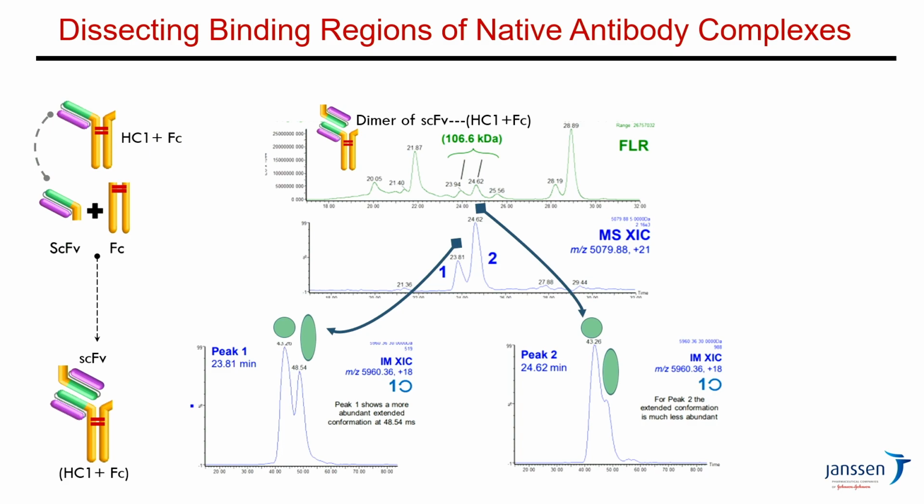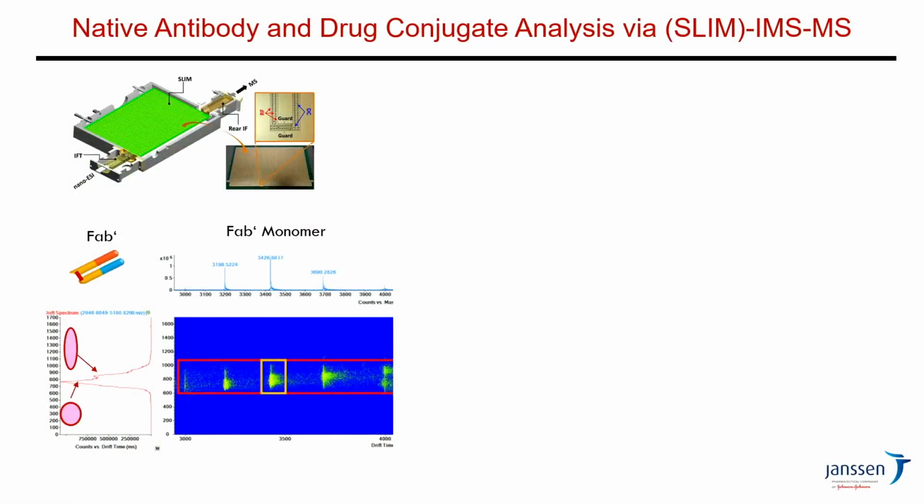So this is the kind of information that you can get when combining native mass spec with ion mobility.